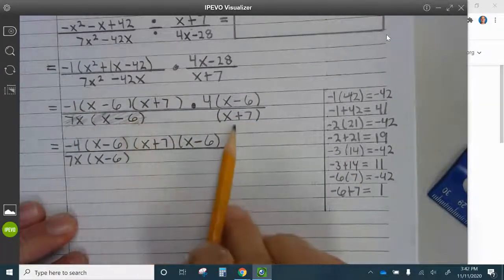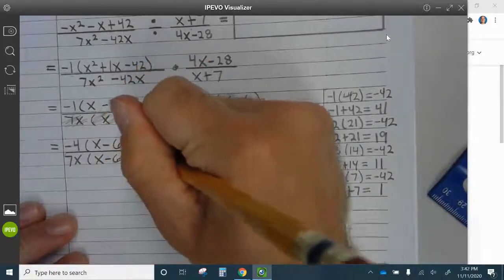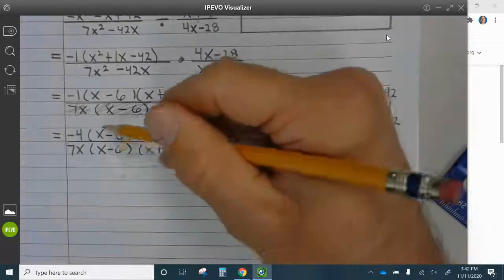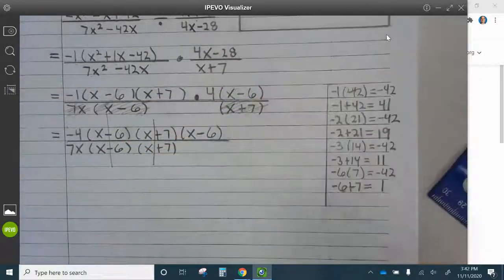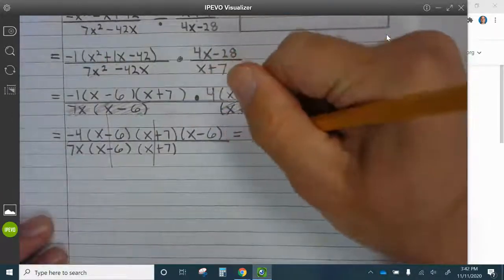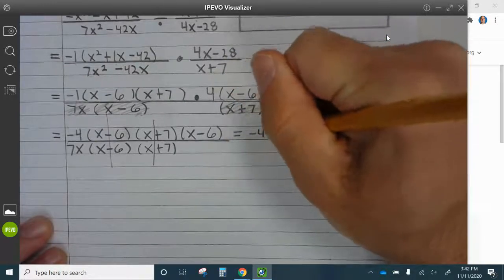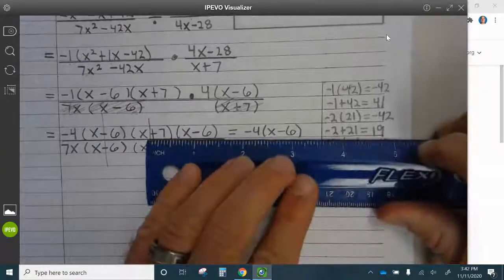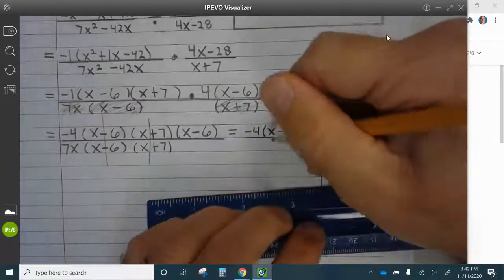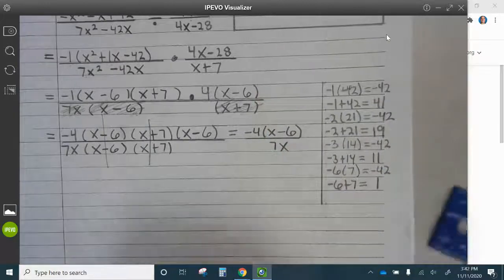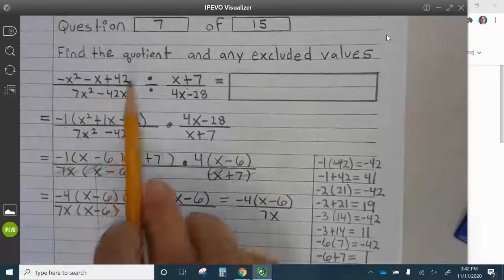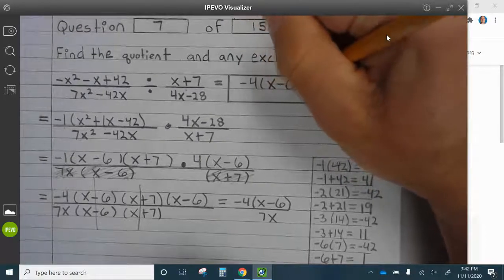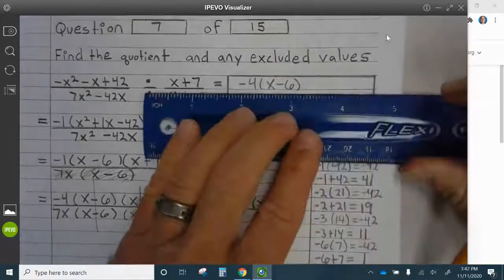And do we have an x plus 7? We do. x plus 7. So now this divides and becomes 1. This divides and becomes 1. You're left with negative 4 times x minus 6 divided by 7x. Okay, so this divided by this is negative 4 times x minus 6 divided by 7x.